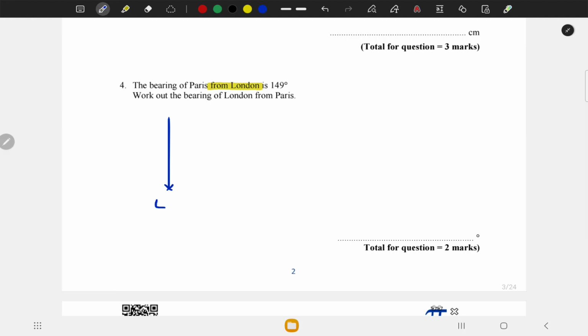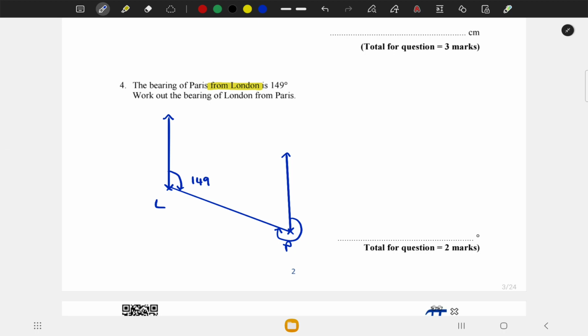We're going to presume that this here is London, and the bearing is 149 degrees. So I'm just going to make that sketch and say this is my 149 degrees, and that takes me to Paris. All right, I'll have another north line right here as well. The question is asking me to work out the bearing of London from Paris, which means I need to start at the north line of Paris and move in a clockwise direction. This is what I am required to look for.